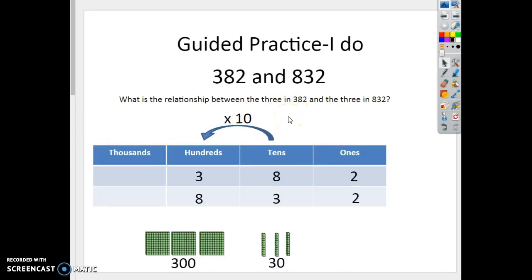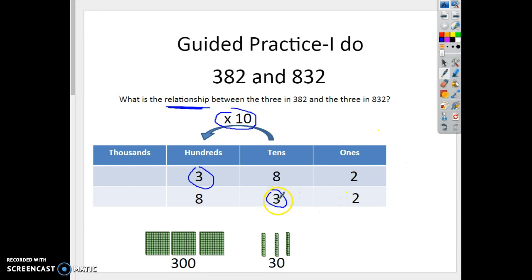Alright, the next one. What is the relationship between the 3 in 382 and the 3 in 832? So now we have 2 different numbers. So we're looking at this 3 and this 3. The question's asking what's the relationship between these two. By relationship, we're going to be concentrating on how many times bigger it is.